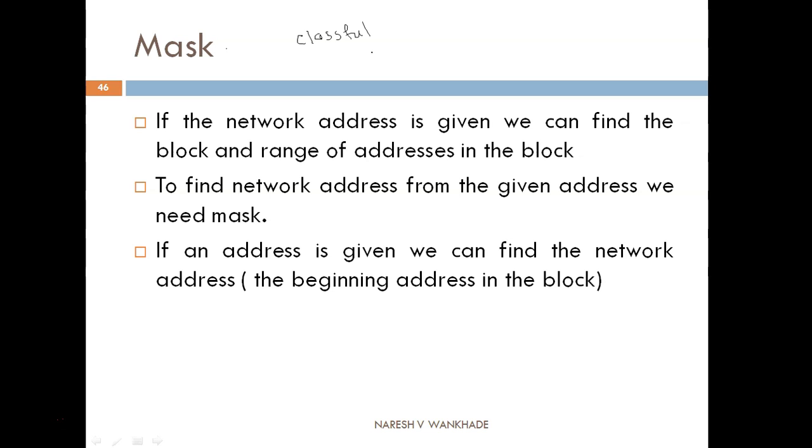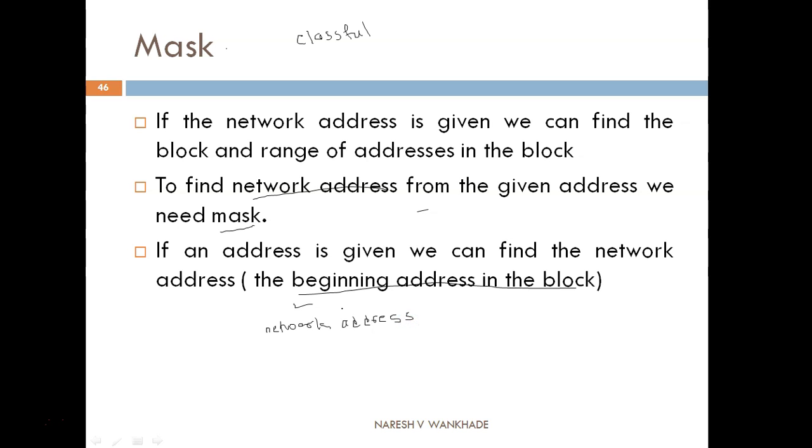In the previous tutorial on classful addressing we discussed how to find the block and range of addresses in the block with the help of the network address. Means the network address is given, in that case we can find the block and range of addresses. But in the reverse condition, to find the network address from a given address, we need a mask. If an address is given, we can find the network address. The network address is basically the beginning address in the block.